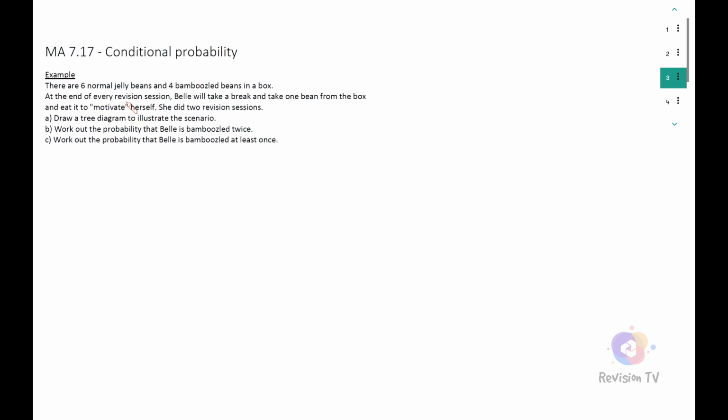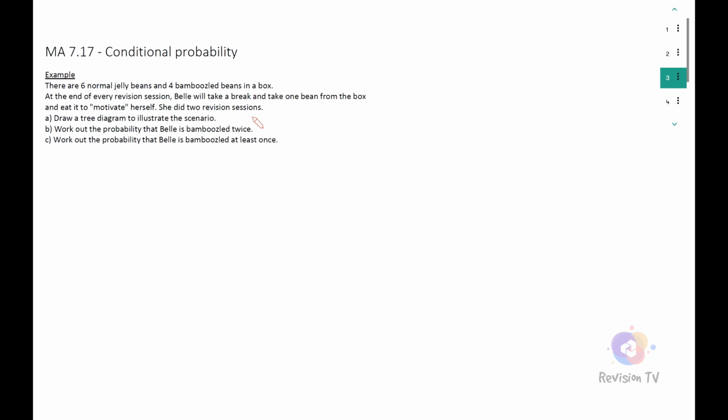Anyway, at the end of every revision session, Belle would take a break and take one bean from the box and eat it to motivate herself. I actually got a friend doing this before. If she got a good one, then she was like, "Yes, I've done a good revision session, so I've got a good one." It keeps you motivated. But if she got a bamboozled one, then she'll more likely remember the ugly flavor of the beans rather than the painful experience of revising in the library. Well, she shouldn't be eating in the library, but shh, let's keep it secret.